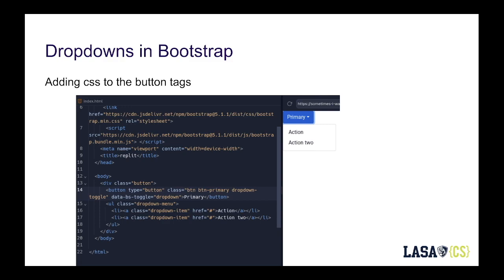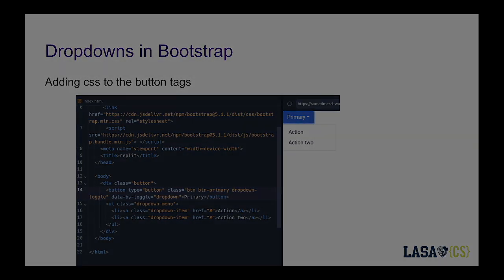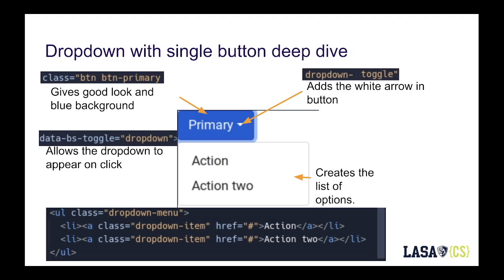So here's a deep dive into creating the dropdown. First, you need to create the button. As you can see, top left, class equals button and button primary. As Kai said, this is just to create a button that looks good. And then the arrow on the right is created with the dropdown-toggle option, but it's not really necessary if you don't want it.